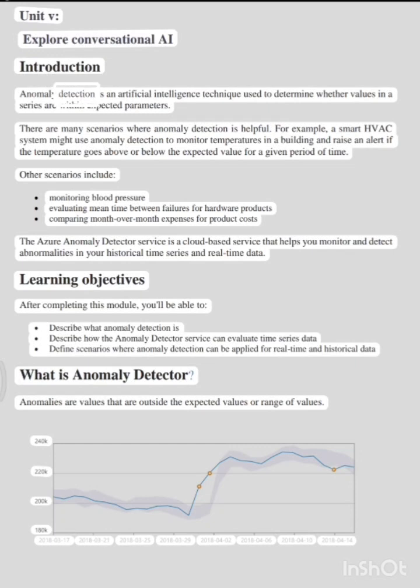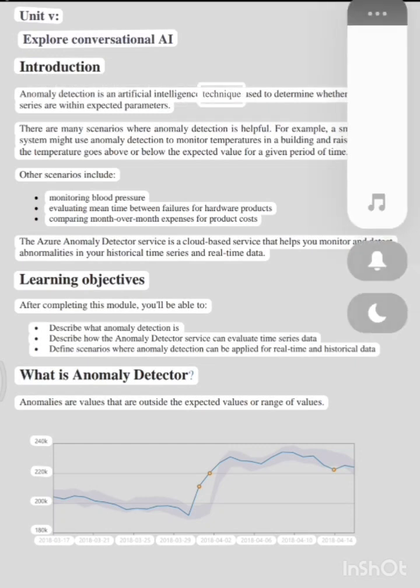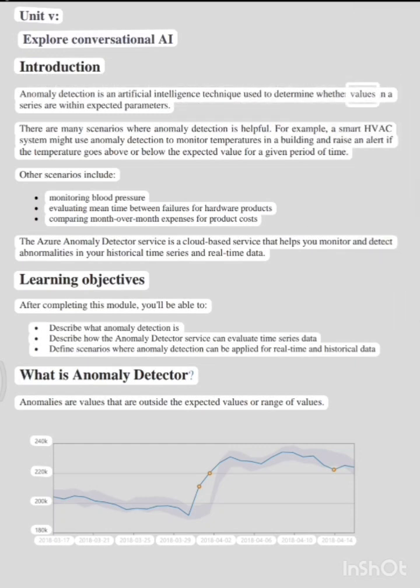Anomaly detection is an artificial intelligence technique used to determine whether values in a series are within expected parameters. There are many scenarios where anomaly detection is helpful. For example, a smart HVAC system might use anomaly detection to monitor temperatures in a building and raise an alert if the temperature goes above or below the expected value for a given period of time.